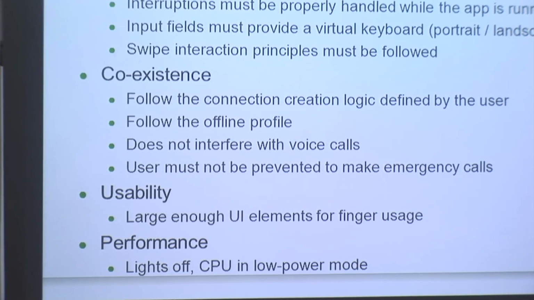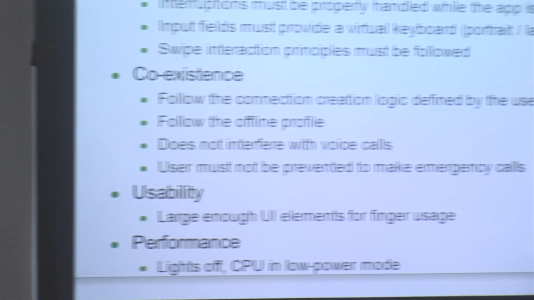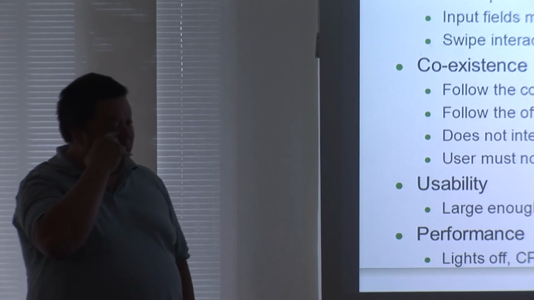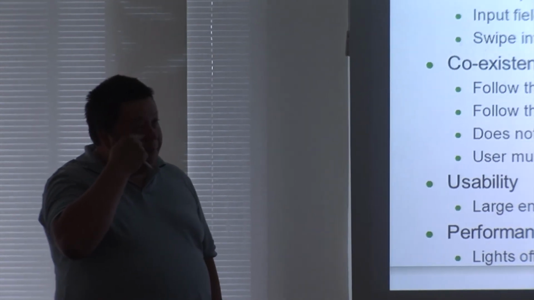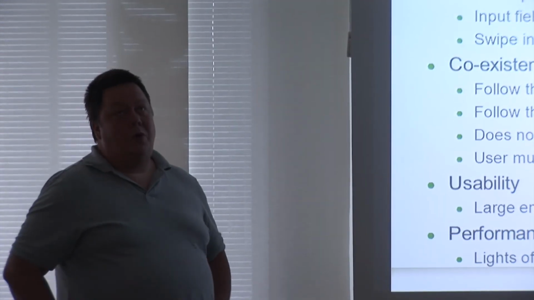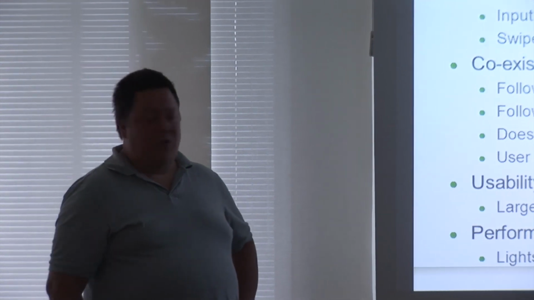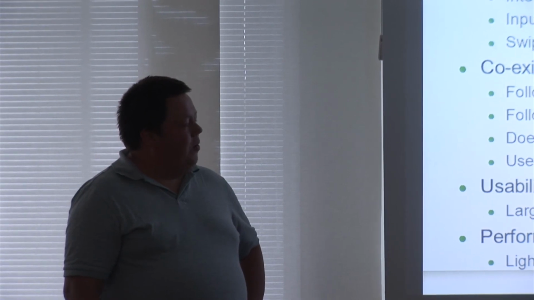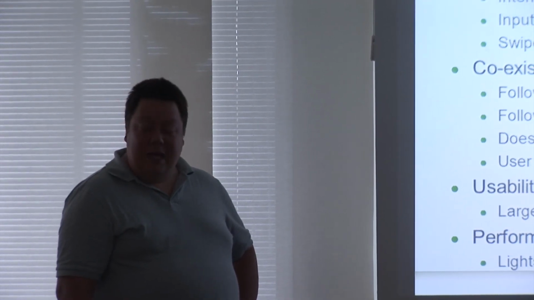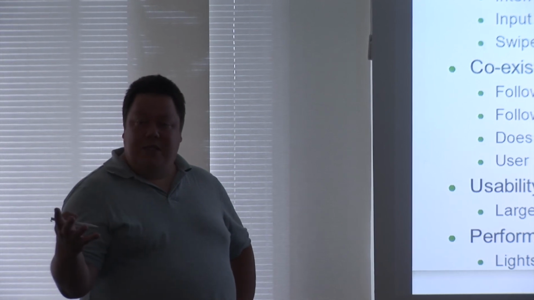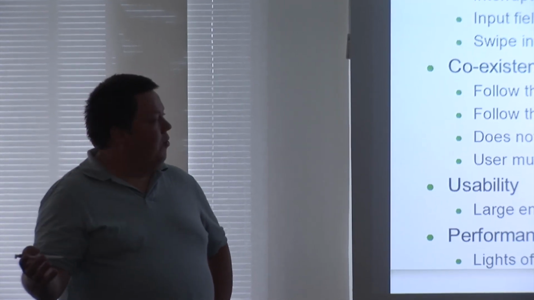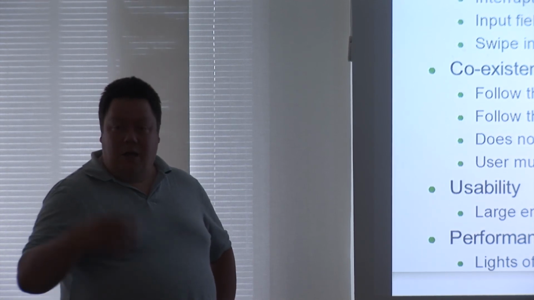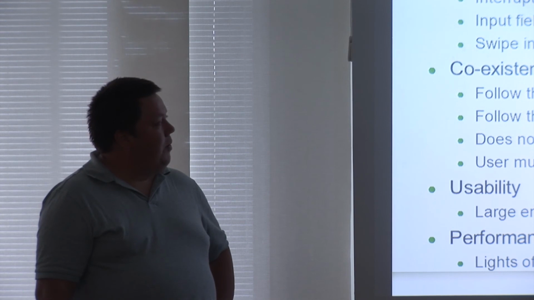Robustness. Content must not interfere with other applications or with other systems, so for example, it is not allowed that it uses all the CPUs so that other programs can't run at the same time. Interruptions must be enabled, meaning that if there are messages received, if there are incoming phone calls, those must be able to be notified, and the user must be able to handle them.